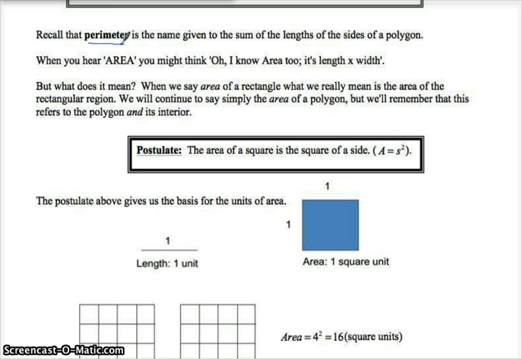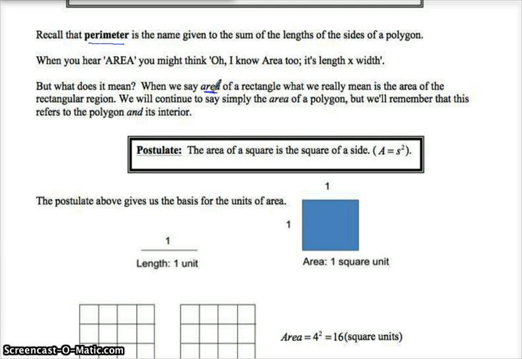Recall that perimeter is the name given to the sum of lengths of the sides of a polygon. So perimeter is one-dimensional. You go around the outside edge of something, right? In a circle, the perimeter is called circumference. But around any shape, if you were to trace your pencil around the outside edge of the shape, if you were to walk around the outside edge of something, then you're walking the perimeter, or you're sketching around the edge, which is the perimeter. But what is the area of something?